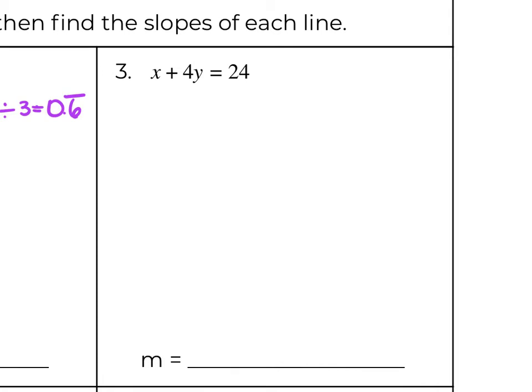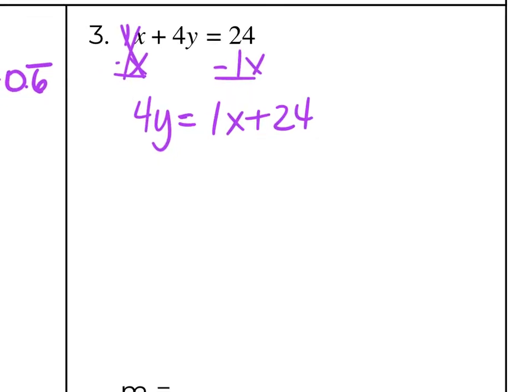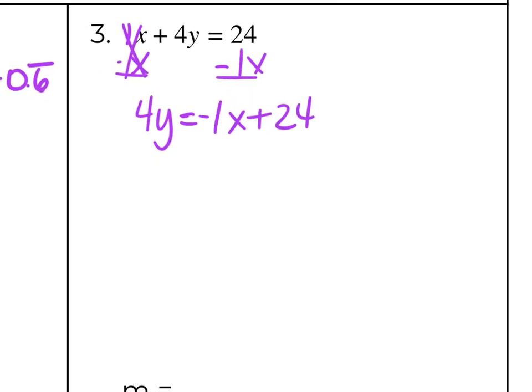So 3, I should do what first? Move the x. And that's just like a 1x, right? So if you want to put 1, go ahead. So now I have 4y equals, what's wrong with this? What's the problem there? X isn't negative. If I subtract it, I got to keep that negative sign on it. Okay? Then divide by 4.